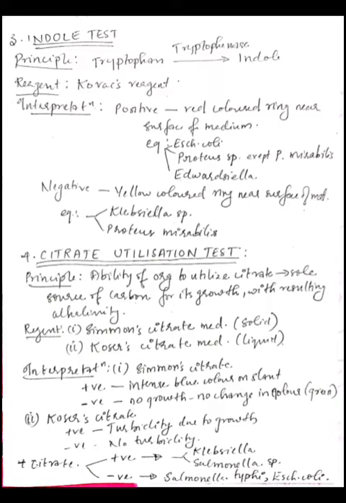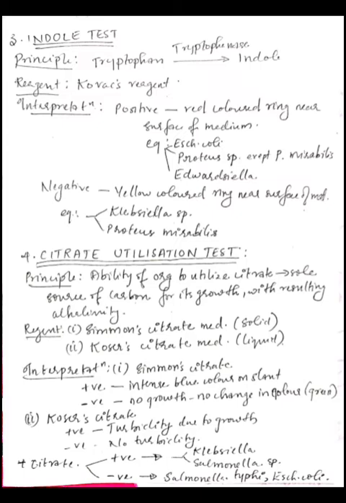In Simmons citrate medium, a positive citrate utilization test is shown by an intense blue color on the slant. A negative Simmons citrate test has no growth and no change in color; the medium stays green. In Koser citrate medium, a positive test is seen by turbidity due to growth, and negative is understood by no turbidity. The citrate positive organisms are Klebsiella and Salmonella species, and citrate negative are Salmonella typhi and Escherichia coli.